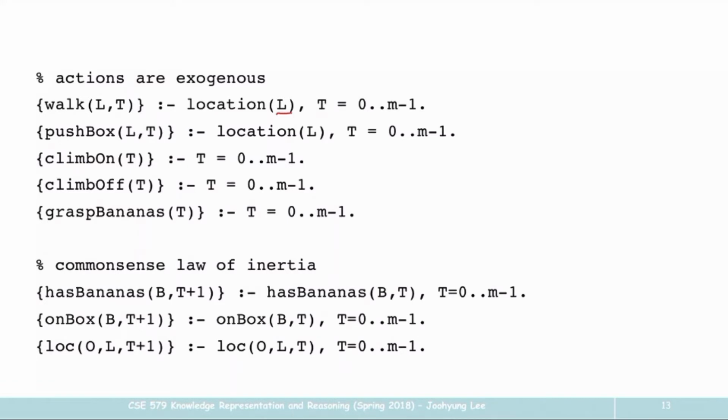The next thing is the commonsense law of inertia. One way to read this is that this choice works like a default. We'll probably see why that works as a default when you do problem 1. But roughly, the idea is you can read it as: if the monkey has the bananas, then the monkey has bananas at time t plus 1 by default. And if it didn't have them, then it doesn't have them by default. Same for on box and the location.